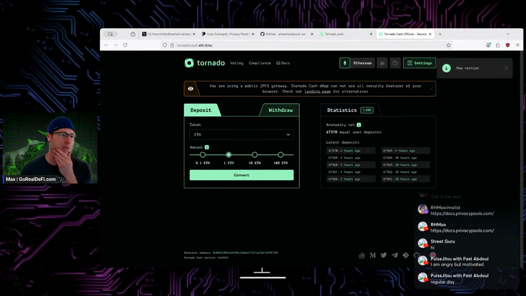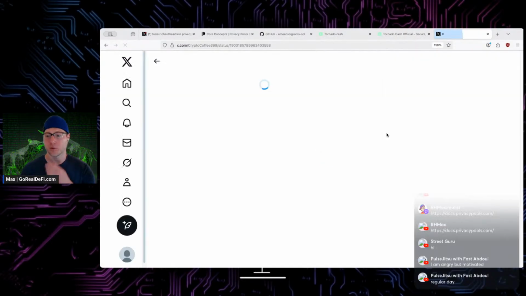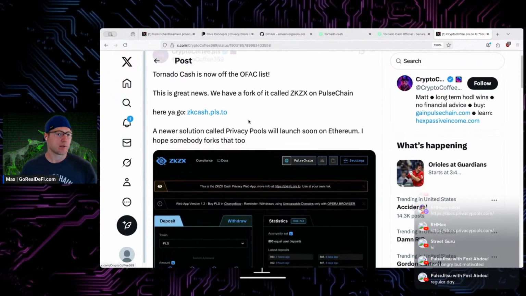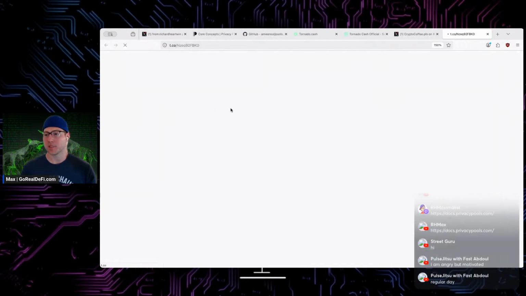And that's Tornado Cash. Then I want to talk about Liberty Swap a little bit too, because they mentioned something I thought was super interesting. But before we get into that, there's a coffee tweet about this one, from when Tornado Cash came off the OFAC list. Great news. Fork ZKZX, I saw something in the chat.